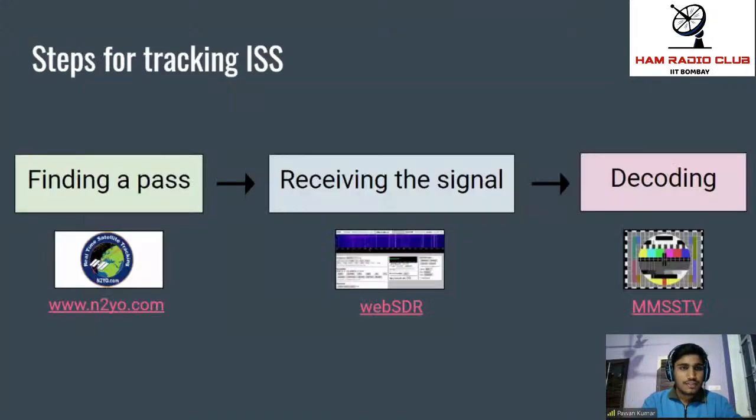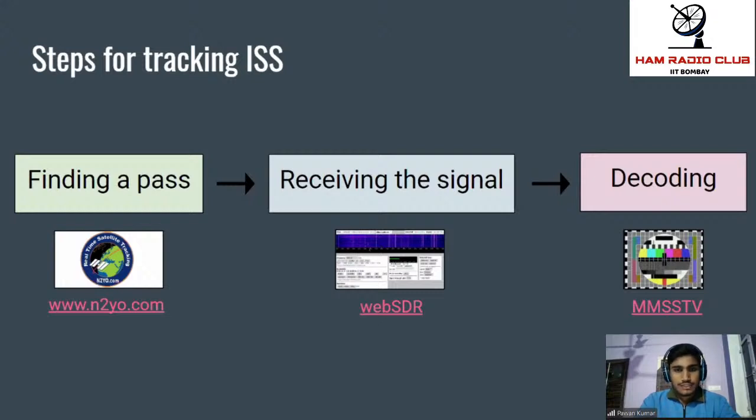So what are the steps for tracking the ISS? First of all, like I have said, you have to do the pre-pass thing. In the pre-pass, we have to find the pass of a satellite. We can find the pass of the satellite using n2yo.com. After that, we have to receive the signal.